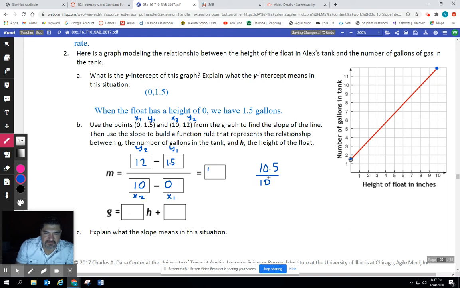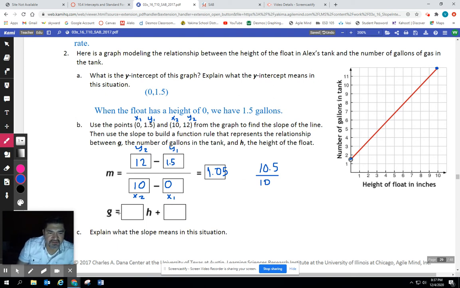Okay, and so if I divide this out, if you write this out in the calculator, you will end up with 1.05. Okay, you guys can fact check me, you can look this up. You can use your calculator, 10.5 divided by 10 is 1.05. Okay, so we have our slope.